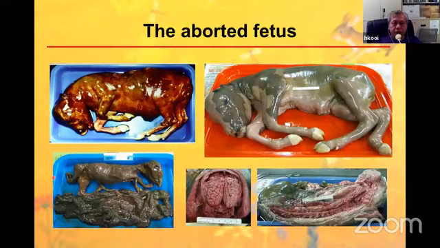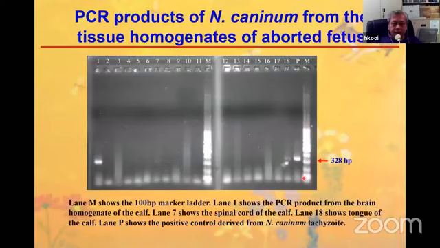So for Neospora, the brain is normal, the spinal cord is also normal. Here we did a PCR of the aborted fetus, and from here we can see the brain. If you look at lane 7, this is the spinal cord. If you look at lane 18, this is the tongue. That means you can find Neospora DNA in almost every part of the fetus, right?